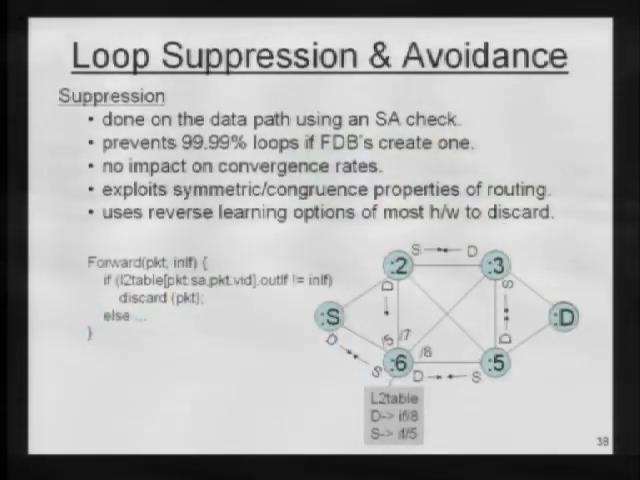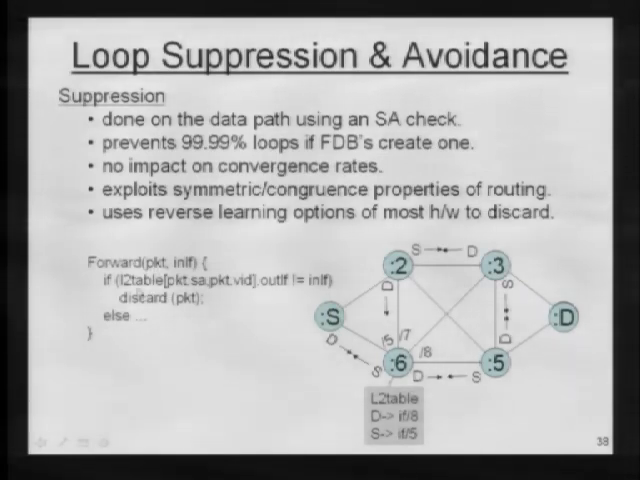In terms of loop suppression and avoidance, there are two mechanisms here. The 802.1aq protocol supports a suppression mechanism which is based on a reverse path forwarding check. We refer to it as an ingress check, but it's really just a reverse path check. And what you do is you look at the SA. So this little algorithm here is pretty much exactly what the forwarding plane does.